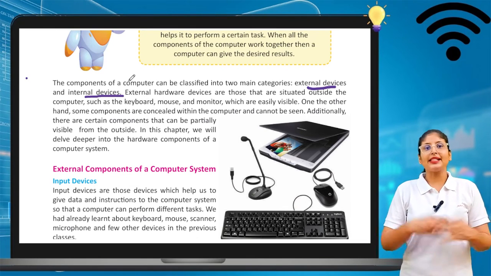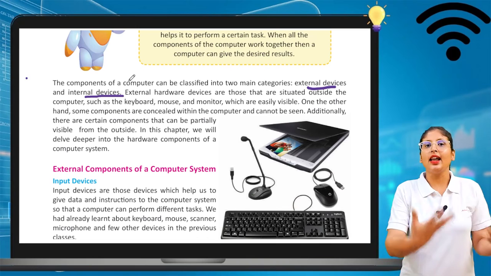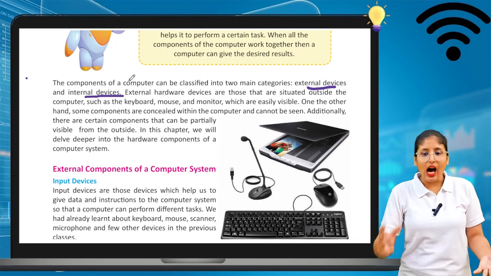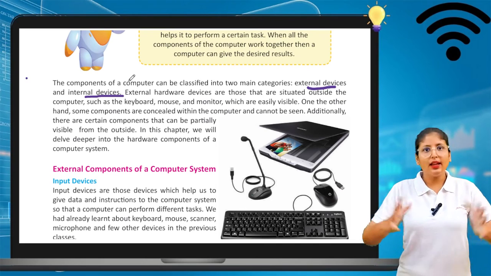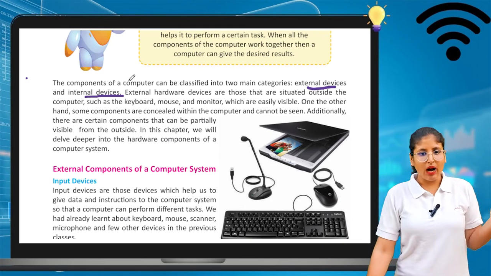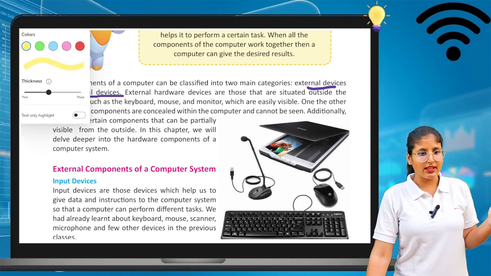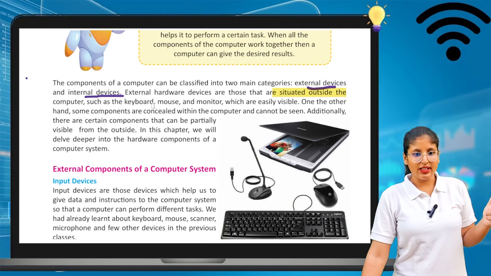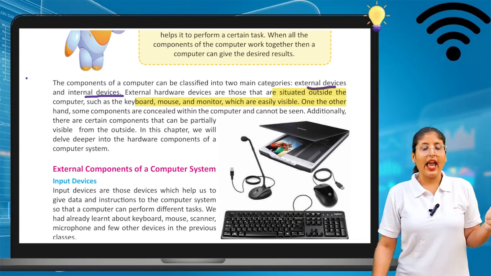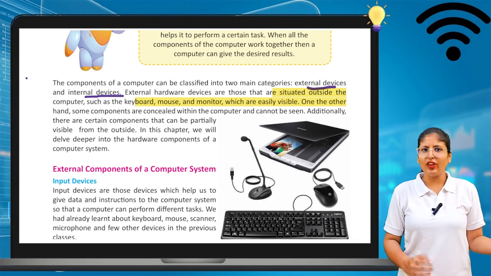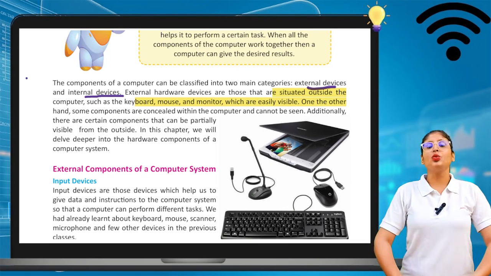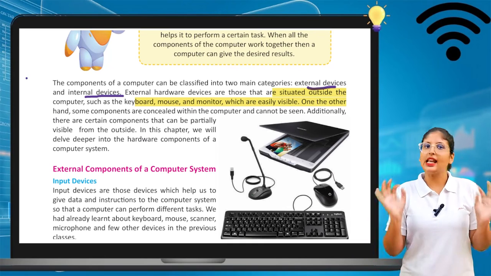External means the devices that are external. External devices are those situated outside the computer, for example, keyboard, mouse, monitor. We will highlight all these things so that it's helpful for you to understand. You can easily see them, touch them, feel them. What is a keyboard, what is a mouse. These are situated outside the computer, so these are external devices.